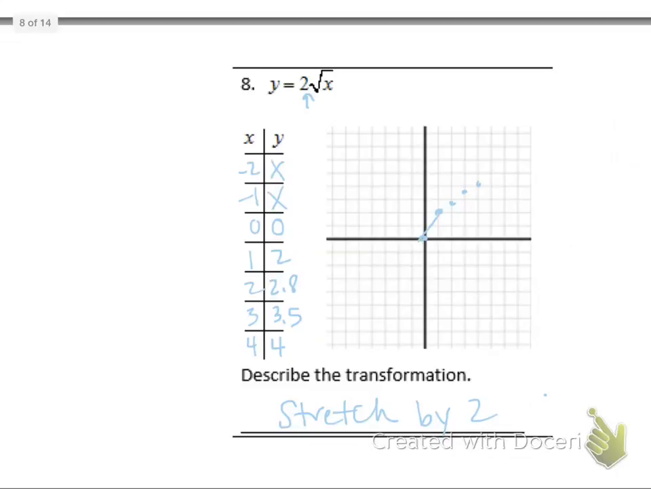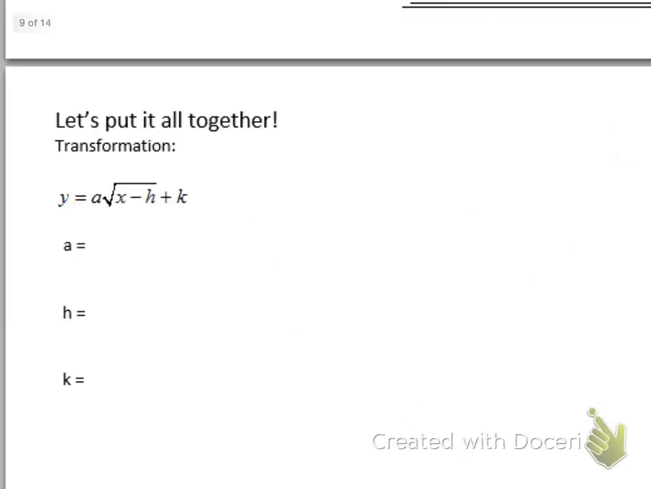up 4. So you can see that it got fatter. So it's stretched by 2. If it was smaller than 1, it would shrink it and compress it. Okay, so A in front. If A was negative, it would be reflecting over the x. If my A was bigger than 1, it would stretch, so get fatter. If my A is less than 1, it's going to compress it or shrink it.